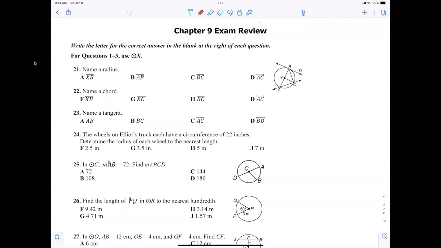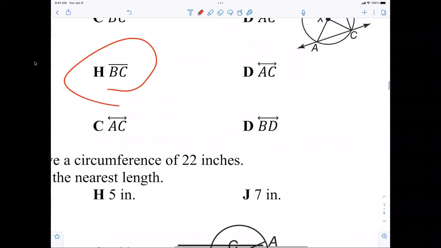Okay, so if we name a radius, we could say that's what? I got this one. XB. All right. Name a chord. BC. Now, remember, chord cannot be a line. Does everybody agree with that?